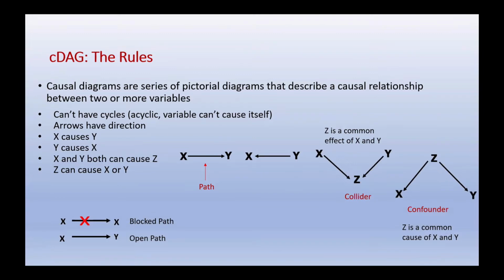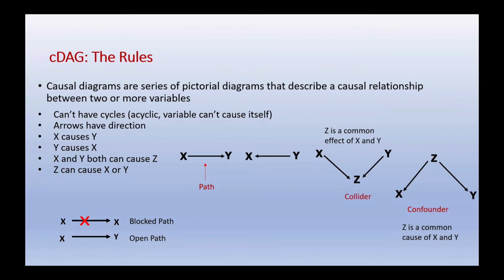Just some rules and definitions on how CDAGs work. So basically, these are a group of letters and arrows, and the letters or nodes represent a variable, with an arrow showing the direction of a causal link. An arrow connecting two variables is what we also call a path. So x causes y, and there is a path where x is causing y.